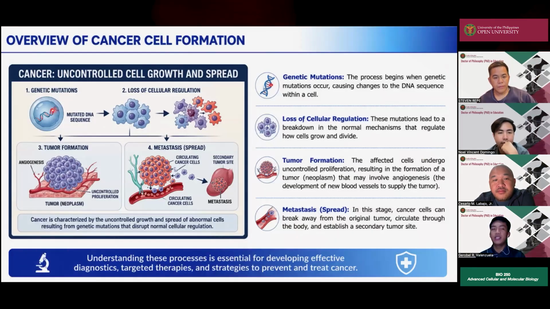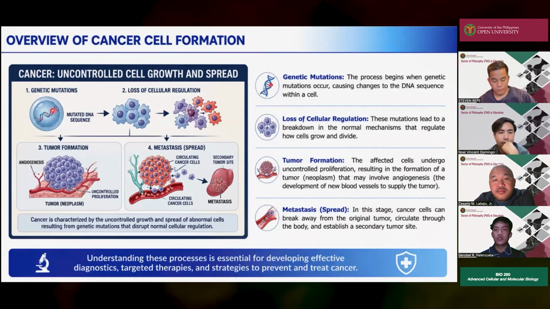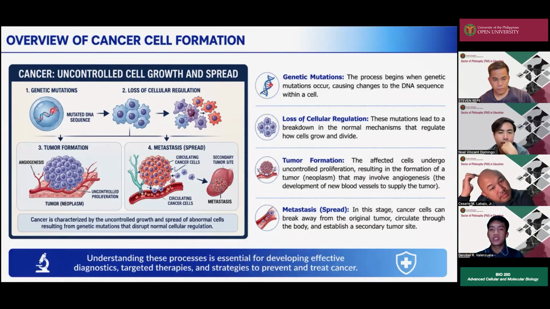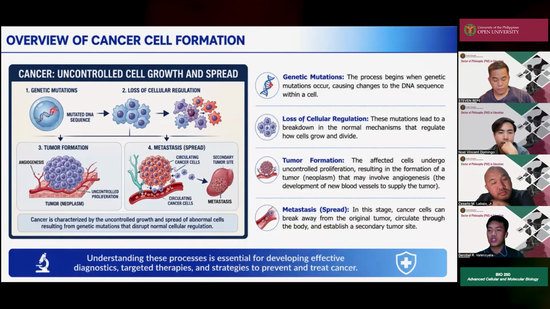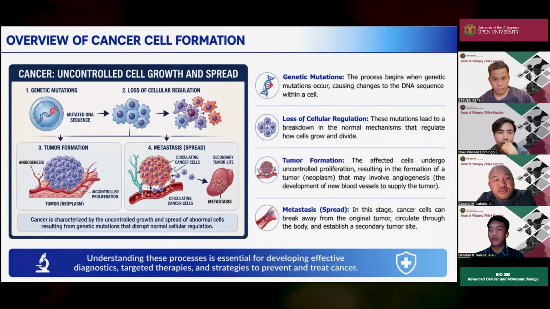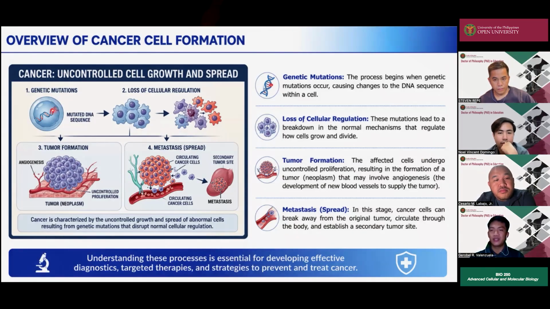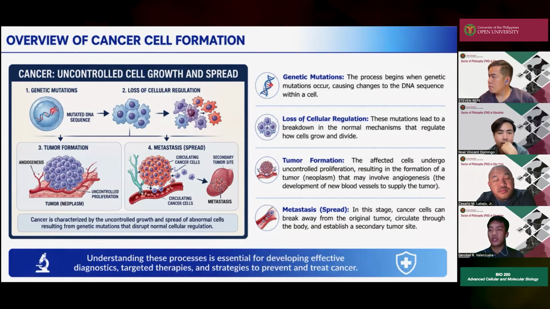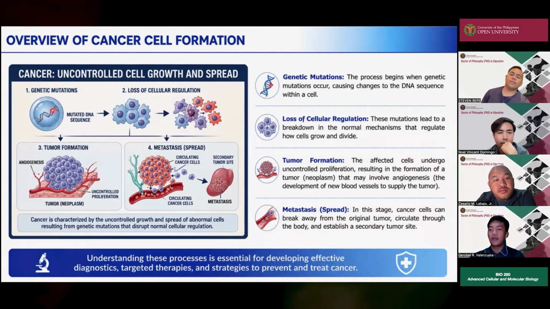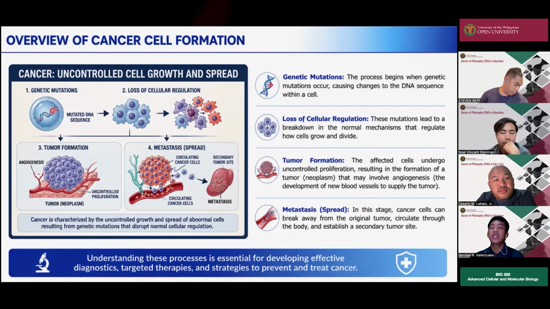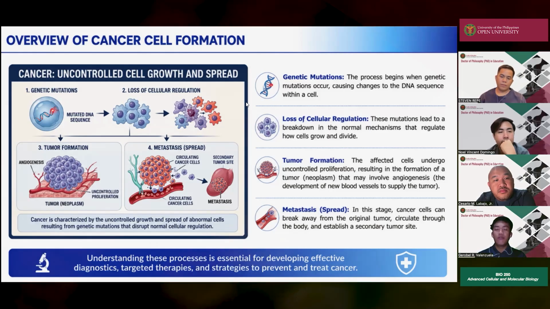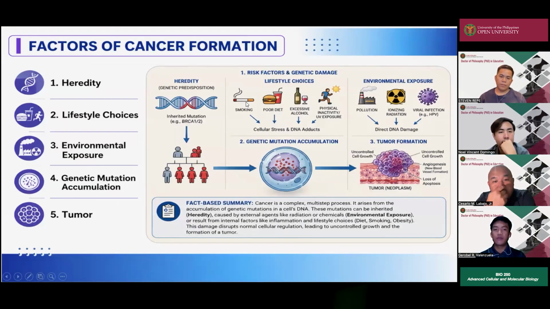In this slide, it shows the cancer formation in a step-by-step process. It usually begins when normal cells experience genetic mutations. These mutations may affect the genes responsible for growth, repair, and cell death. As more mutations accumulate, the cell becomes more abnormal, grows faster, and may form a tumor, and finally, it will metastasize.